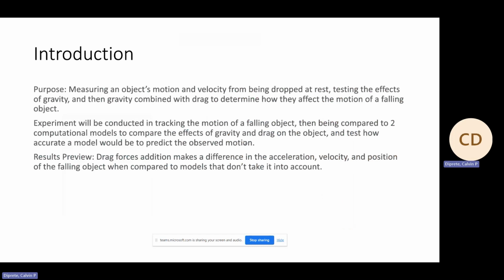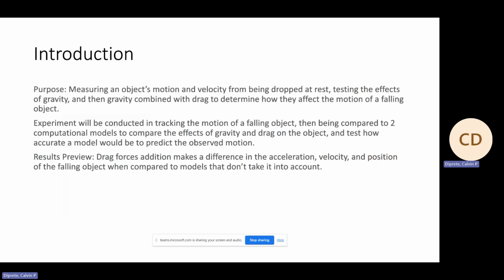Introduction. The purpose behind this lab is to measure an object's motion and velocity after being dropped from a position of rest. In doing this, we're testing the effects of gravity, and then we also test gravity combined with drag to determine how they affect the motion of a falling object and to compare the differences between the two. The experiment tracked the motion of a falling object, and then I compared it to 2 computational models, one with drag and one without, to compare the effects of gravity and drag on the object and test how accurate a model would be at predicting this observed motion.